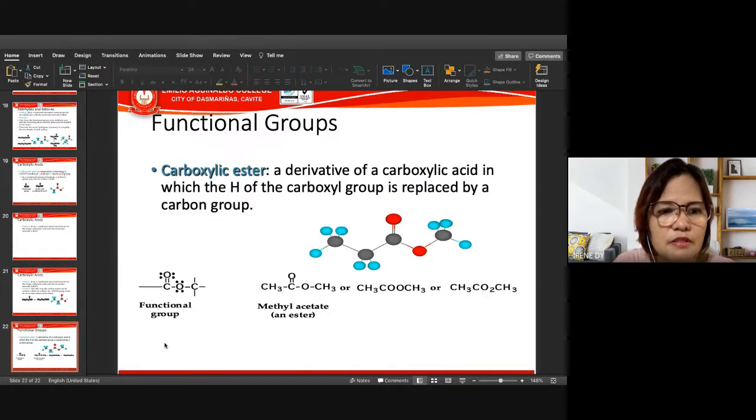Now, let's have the last one. Last na ba ito? Okay. Carboxylic ester. It's a derivative of carboxylic acid in which the hydrogen of the carboxyl group is now replaced by a carbon group. Okay, class? So, halos pareho sila ng carboxylic acid. Kaya lang, tandaan nyo, yung hydrogen ng carboxyl group ay pinalitan ng carbon group. Ayan. So, ito na yung functional group niya, no? COOH yung carboxylic acid. Si carboxylic ester ay COOCH3.